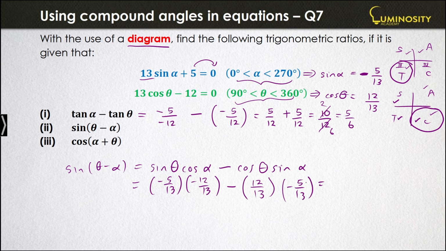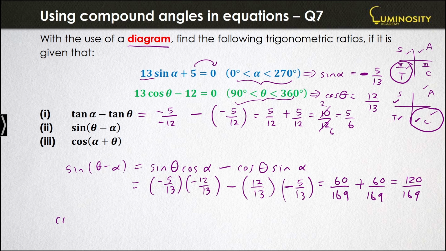So if I simplify that, negative times negative is positive. So 5 times 12, that's going to give you 60, and 13 times 13 is 169. Then this negative and negative here becomes positive, and again, 12 times 5 is 60 over 169. So this simplifies to 120 over 169.